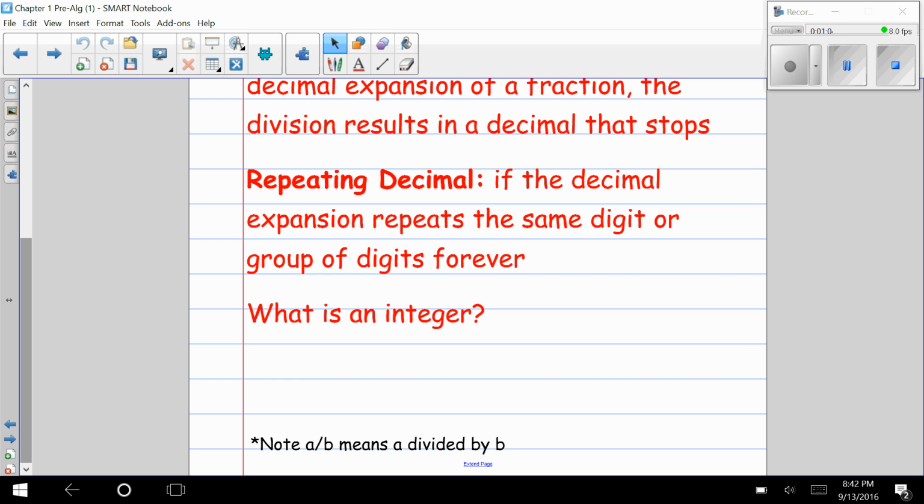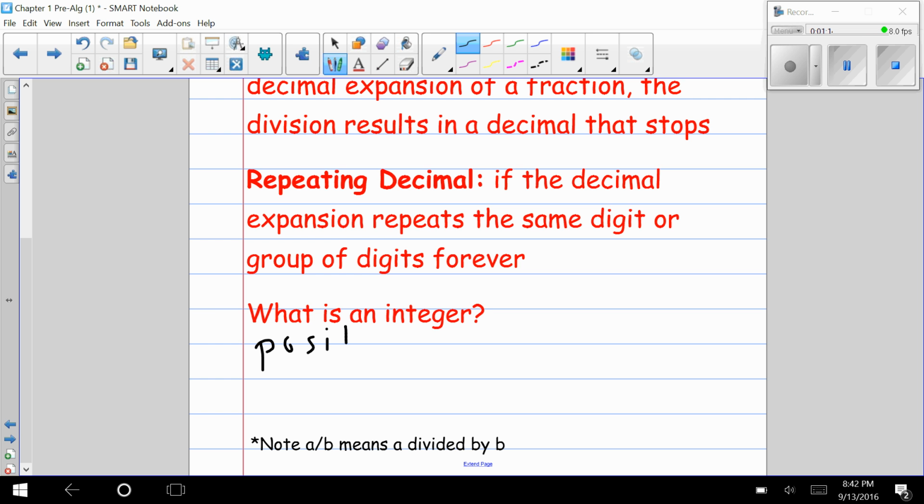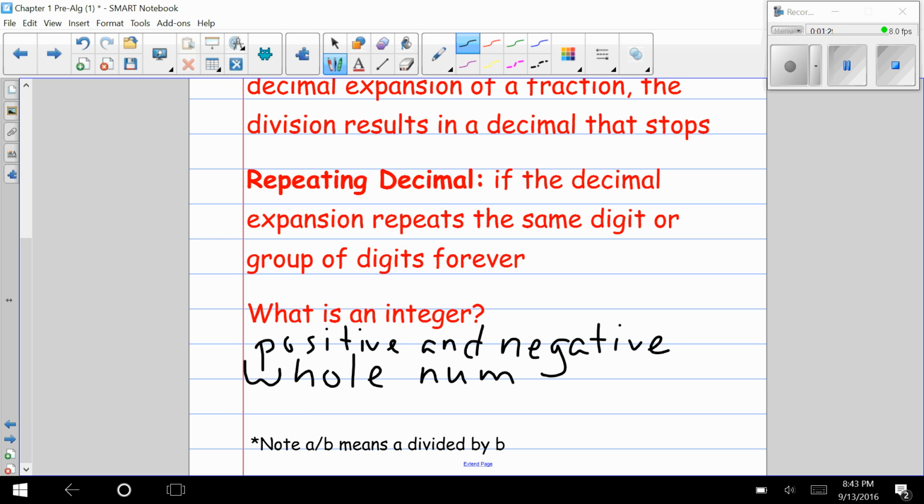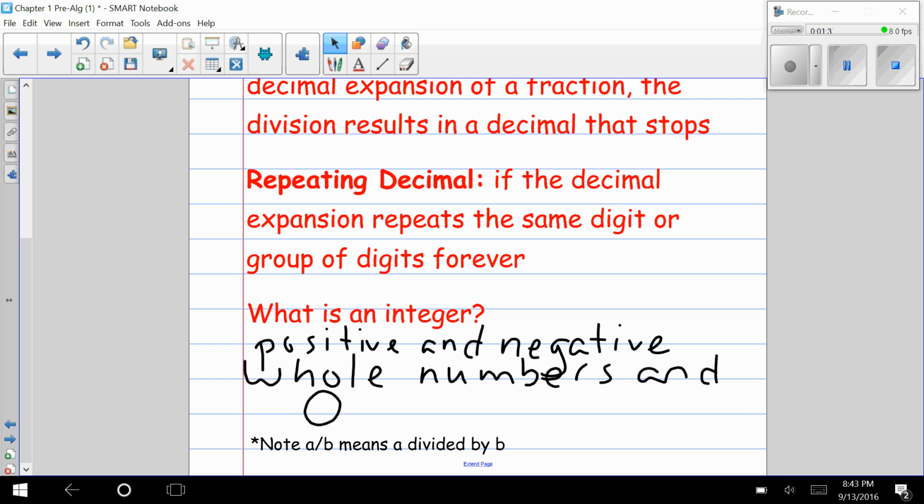A quick refresher, what is an integer? An integer is any number that are the positive or negative whole numbers, and zero. So integers are any number basically that does not have a decimal or fraction attached to it.